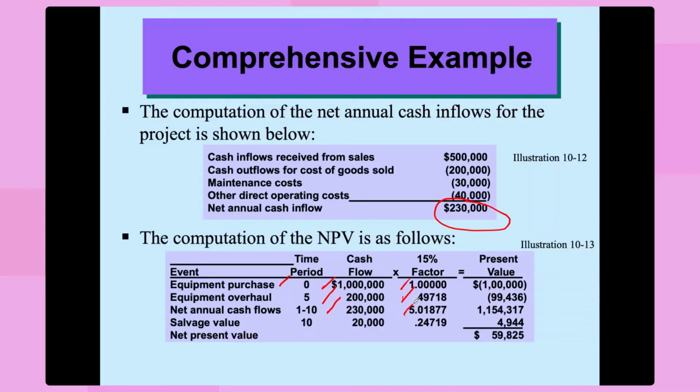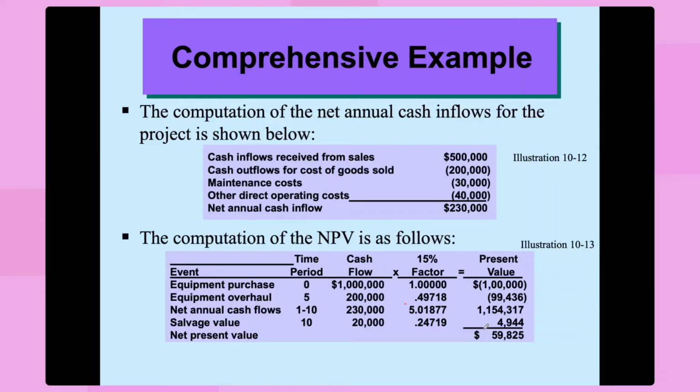So 230. So meaning, you will compute for the present value of annuity. Just multiply. And after that, salvage value. By the way, it is positive because it is a cash inflow. And you have also salvage value, 20,000 times 10 years, you have 0.24719. And so overall, how much would be the net present value? 0.59825. So with this one, again, it is positive. So it is to be accepted.